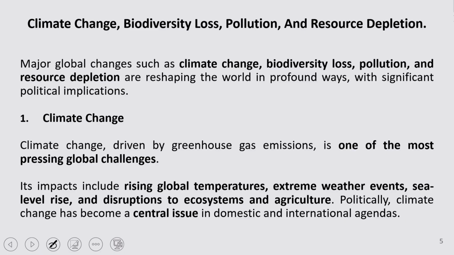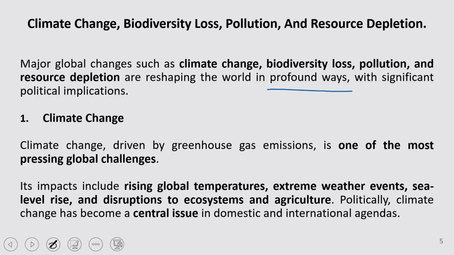Now we will see what the major global challenges are, namely climate change, biodiversity loss, pollution, and resource depletion, one by one. And we will also see how these are reshaping the world in profound ways with significant political implications. So firstly, we will see a major challenge, climate change. So what is climate change?